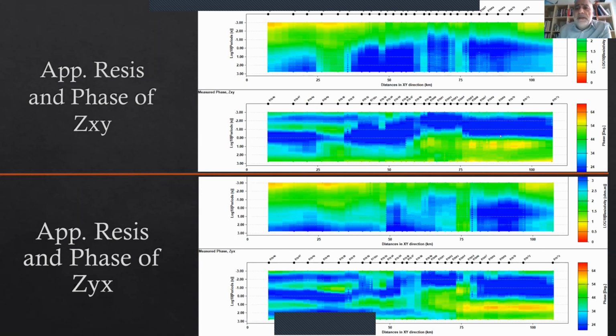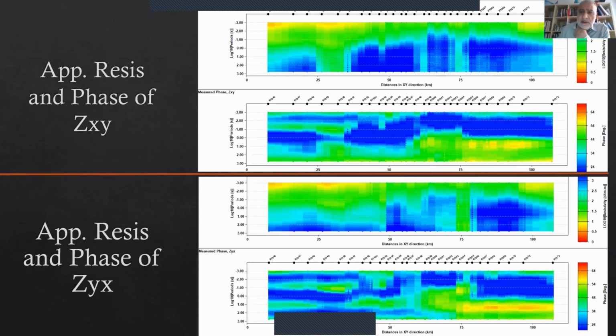Basically, when looking at this pseudo section, the upper panel is the apparent resistivity, and here are the phases. We look to see the quality of the data, and also to see if there is consistency between neighboring sites. As you can see from this pseudo section, there is a correlation between the adjacent sites. So one can say, okay, one can get some useful information from this data set. This is the impedance tensor presented as a pseudo section.